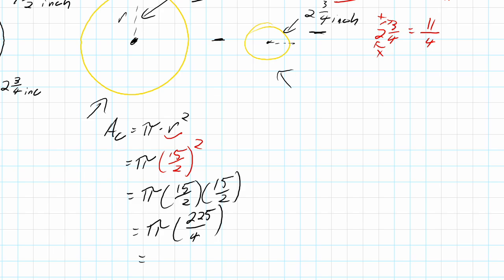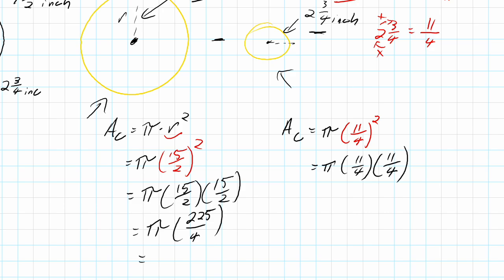Then we repeat the exact same process. The area of the other circle is pi times their radius. Well, their radius was 11/4, and we have to square it. Same steps, pi times 11/4 times 11/4. That's all that squaring means. 11/4, when we multiply it by itself, gives us 121/16. And that, again, is some number I don't know off the top of my head.